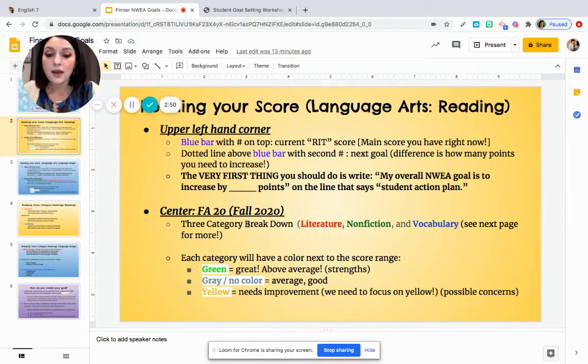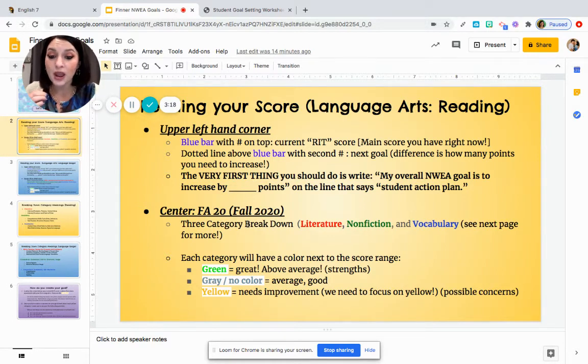Next, you have a 3-category breakdown for this reading test. So the first quick category is literature. Then you were tested on nonfiction components or skills, and then lastly, vocabulary. So those are your 3 breakdowns. And each category is going to have a color next to it. So if you had a green by something, that means you did great. You did above average. So that's a strength of yours. That's something that you do really well.